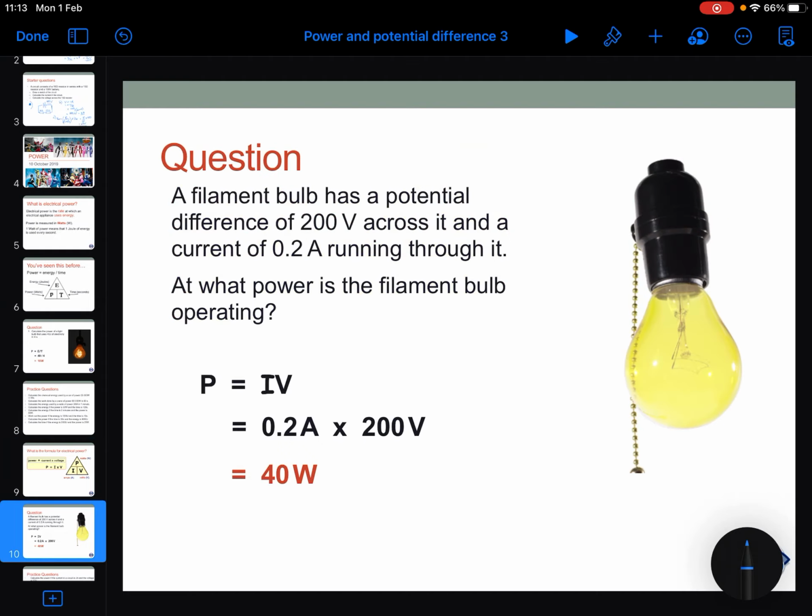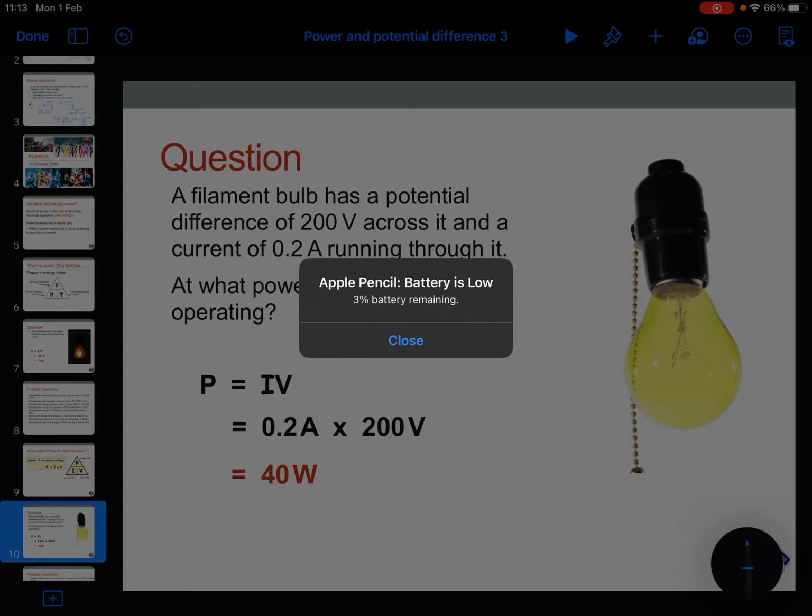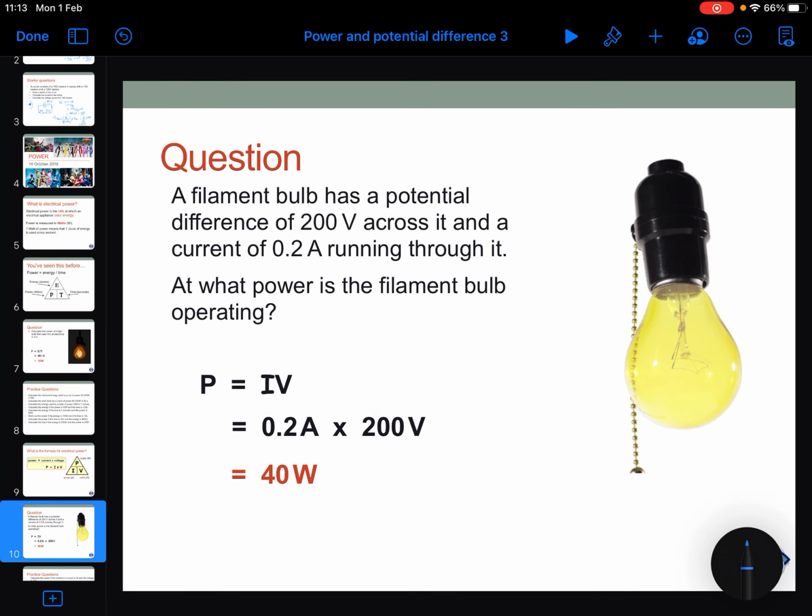And again, if you can please write down this practice question. A filament bulb has a potential difference of 200 volts across it and a current of 0.2 amps running through it. At what power is the filament bulb operating? Ooh, better charge that. So power is current times voltage, 0.2 times 200, giving us an answer of 40 watts.